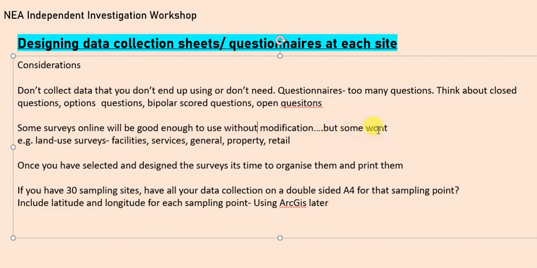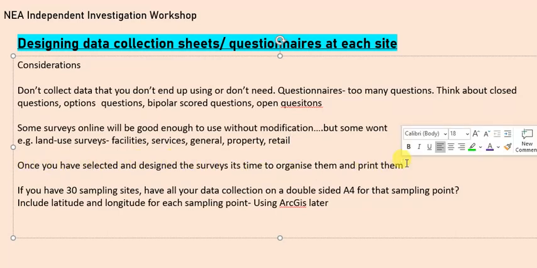But some won't be. Land use surveys are a common one. You can get very general land use surveys, or you can get really specific ones. You need to choose that level for your project. Is a general one good enough, or do you need one more angled at facilities, services, and different types of shops for a retail survey? Slightly different, it affects your findings an awful lot when you come to analyse and draw conclusions. Yeah, once you've selected and designed the surveys, organise them and print them.